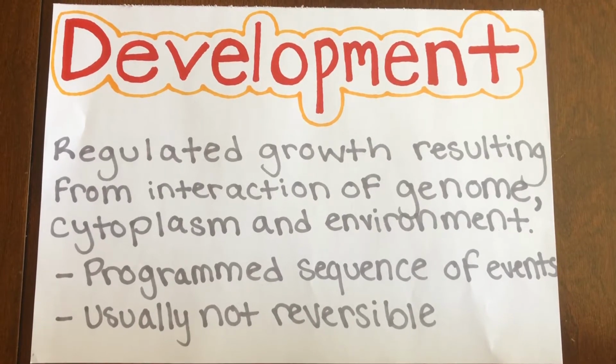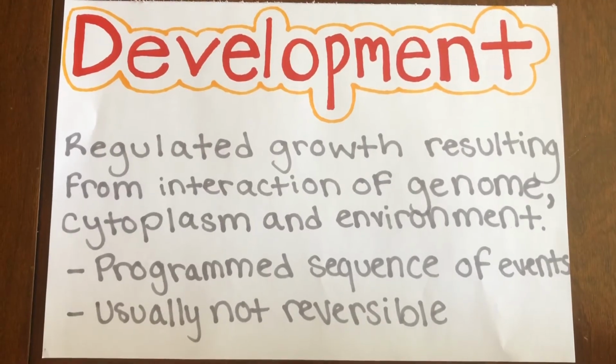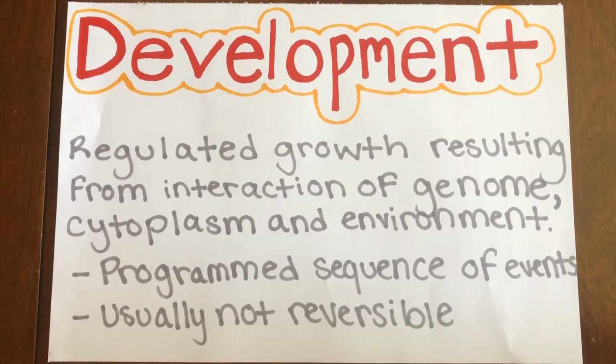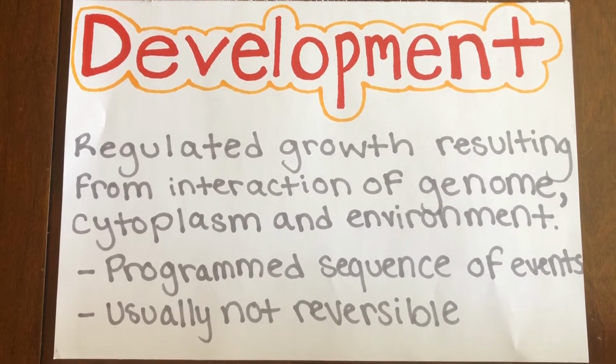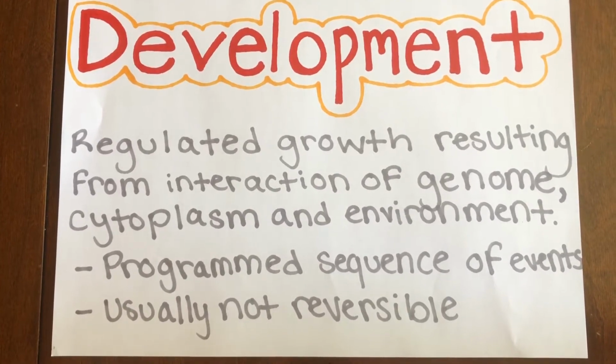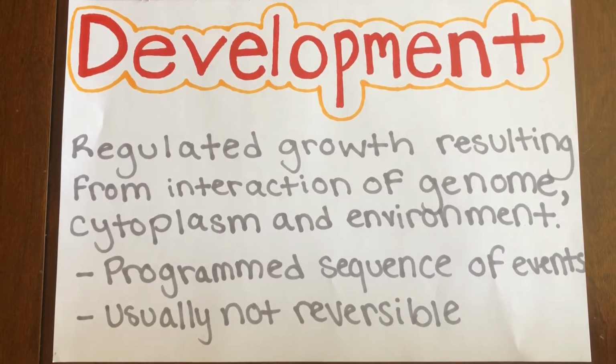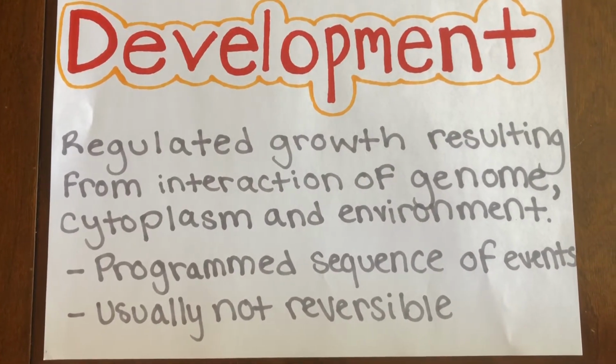Development refers to the regulated growth resulting from interactions of a genome, cytoplasm, and environment. It is a programmed sequence of events that is usually not reversible. Development can help us get from one cell to a highly structured organism. The regulatory components of a developmental network interact with each other to govern gene expression and phenotypes of organisms.